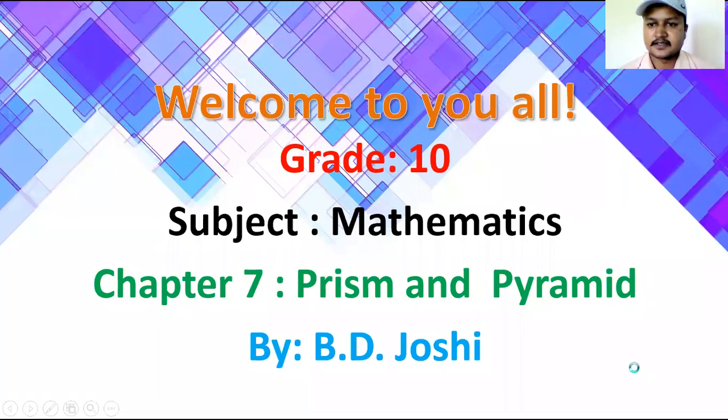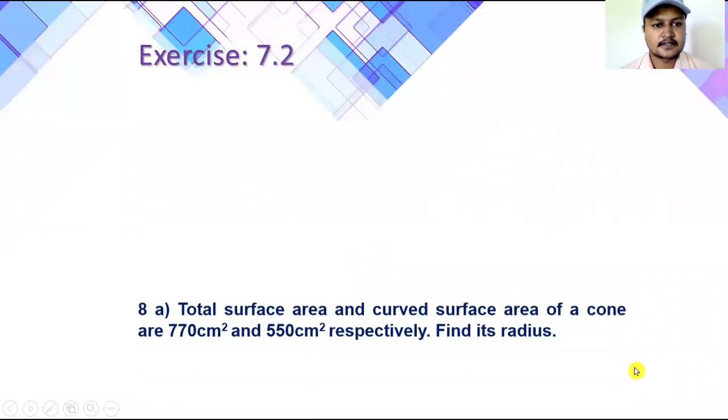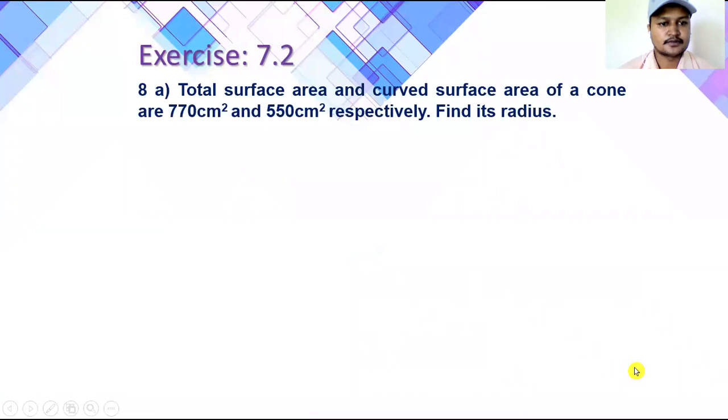We started discussion on question number 8 of exercise 7.2. Total surface area and curved surface area of a cone are 770 square centimeter and 550 square centimeter respectively. Find the radius. So here we have to use two formulas: one, the formula of curved surface area, another, the formula of total surface area, to get the radius. So at first write the given things.